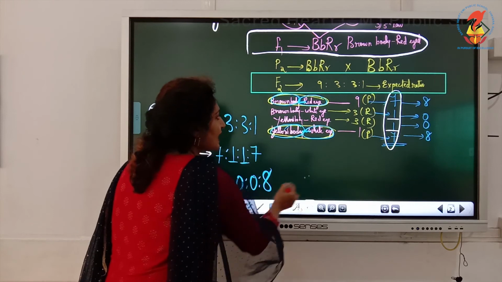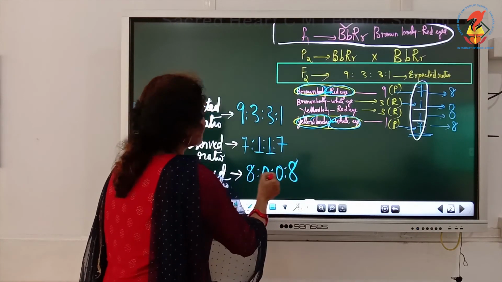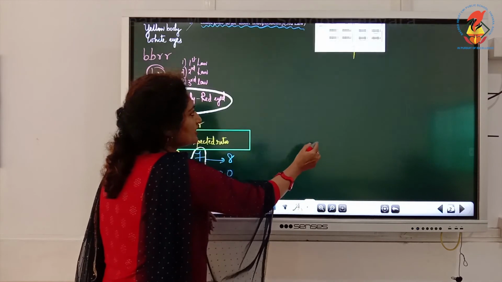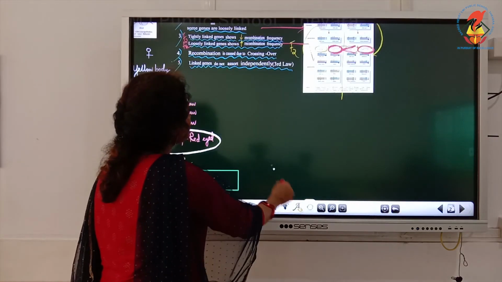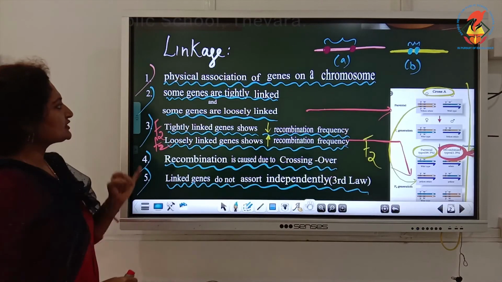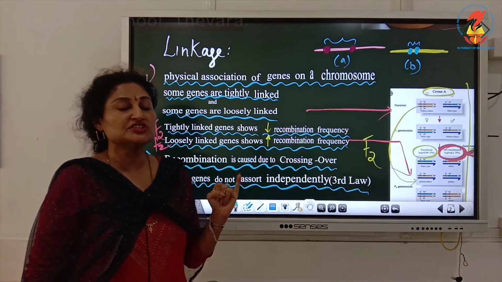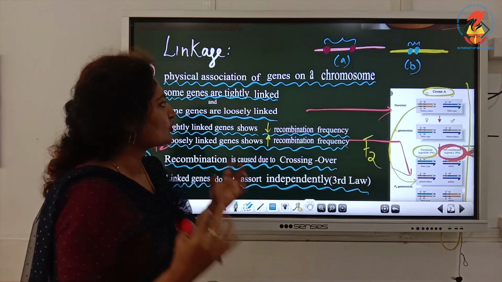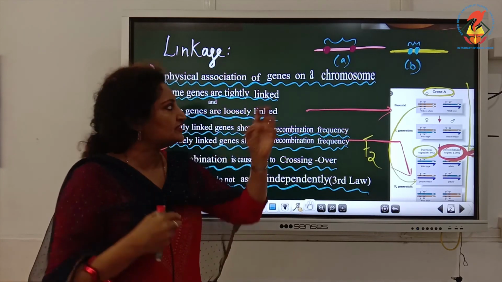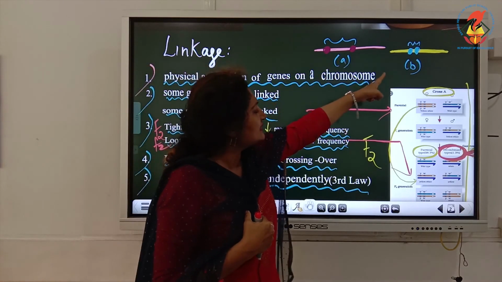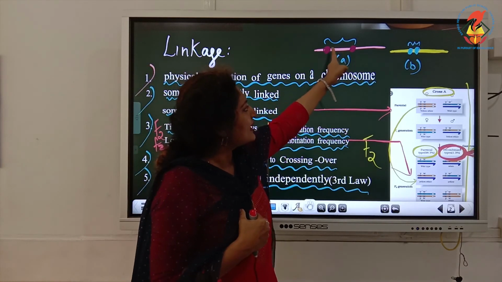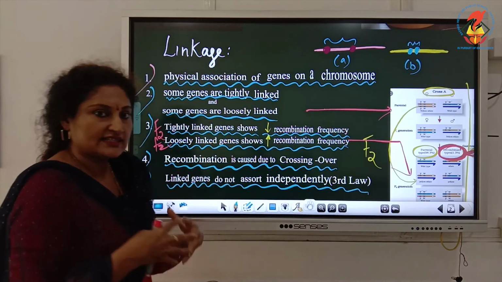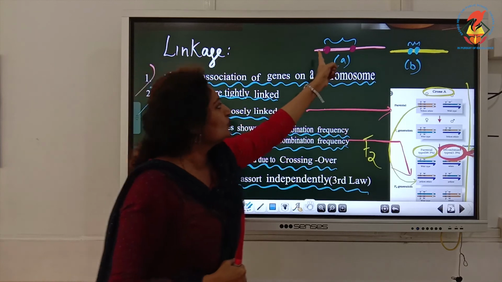So once again, I am reiterating the five conclusions he derived from two important crosses that were very historical in the field of genetics. First conclusion, he brought out the definition for linkage. What is linkage? Physical association of genes on a chromosome is called linkage. It's between two genes. See, I've shown A and B. In A, you can see the genes apart, and in B, you can see the genes a little closer. Second point, some genes are tightly linked and some genes are loosely linked.